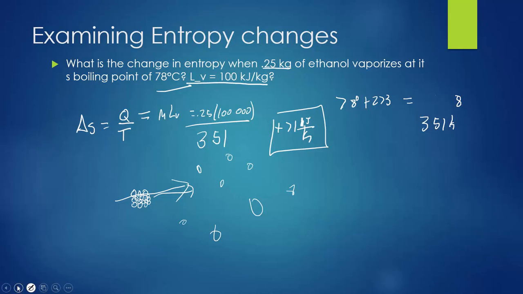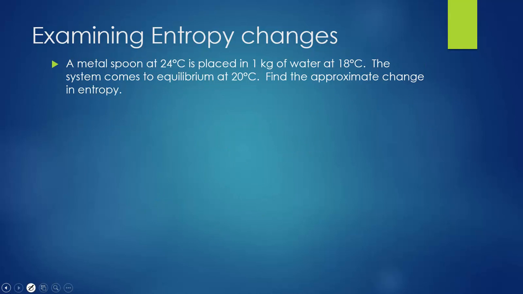Now let's take a look at an example where we actually have something increasing in temperature and something else decreasing in temperature. So a metal spoon at 24 degrees Celsius is placed in 1 kilogram of water at 18 degrees Celsius. The system comes to equilibrium at 20 degrees Celsius. So you'll notice this one actually doesn't happen at a constant temperature. There's 3 different temperatures, which means we're going to approximate the change in entropy by using average temperatures.